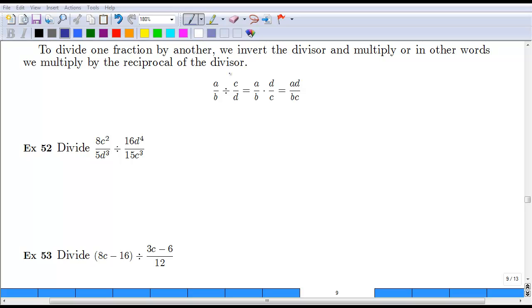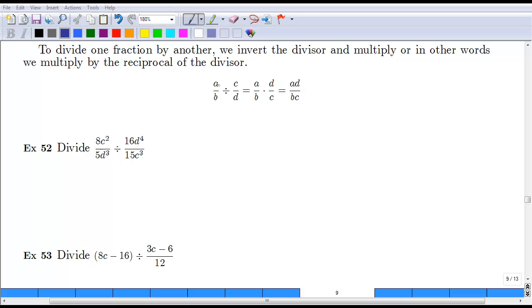This video is going to discuss now how we divide fractions. In the previous video, we discussed multiplication, and we'll see here how multiplication and division are very similar because they are inverse operations. The only difference is that we have one extra step that we need to complete.